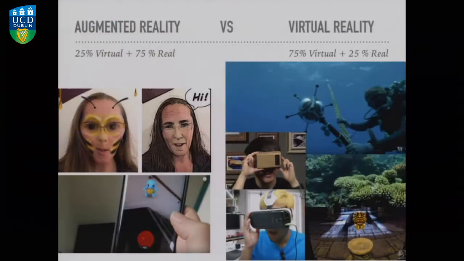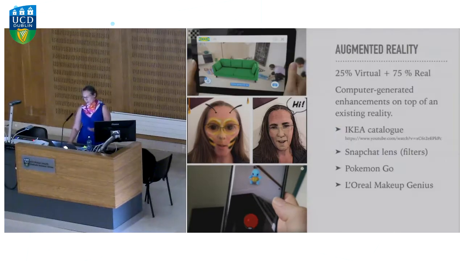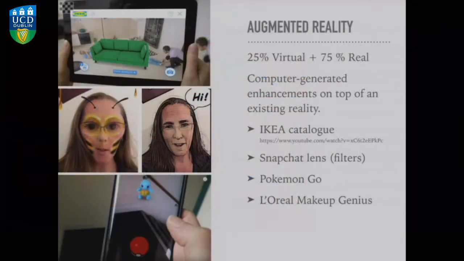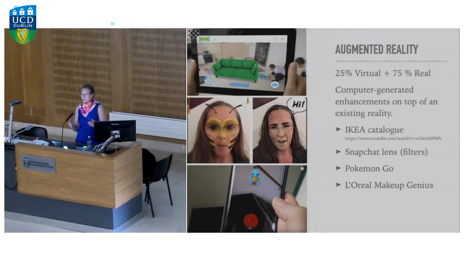So AR versus VR, augmented reality versus virtual reality. The difference really is that augmented is like 25% virtual reality, and virtual reality is 75% virtual reality. So with augmented reality, it's basically just a piece of technology that is creating this computer-generated enhancement or overlay on your reality. So people are probably familiar with Snapchat or Pokemon Go. Snapchat, the filters that you use that apply a mask to your face, this is augmented reality.